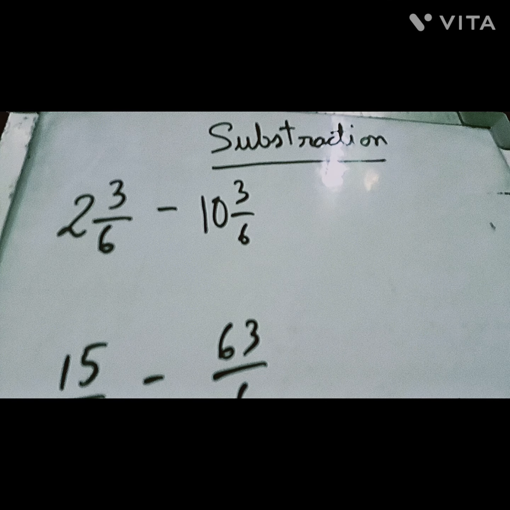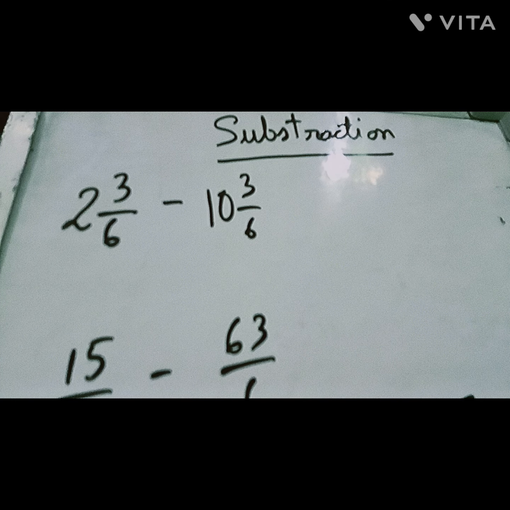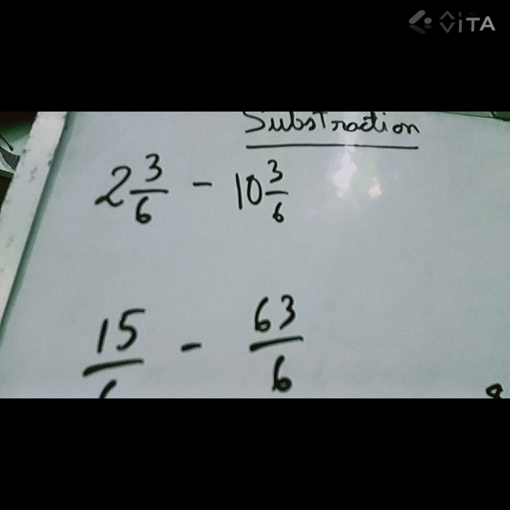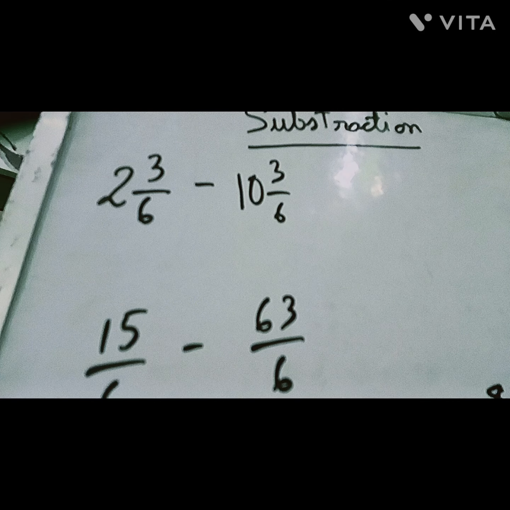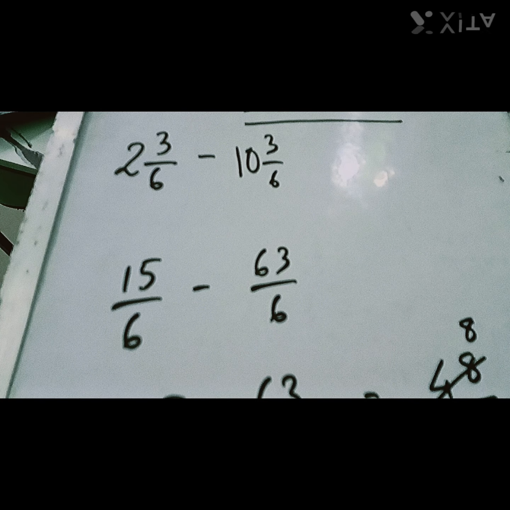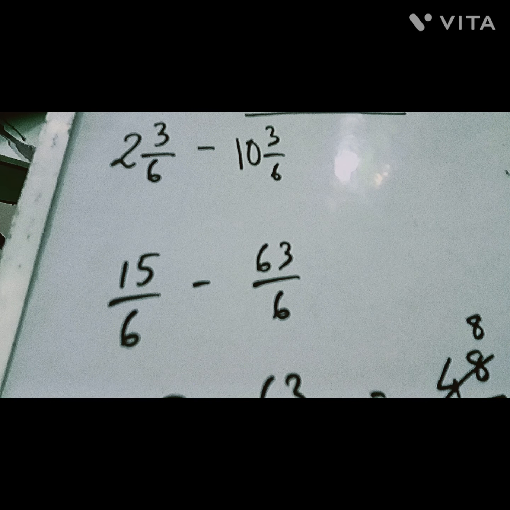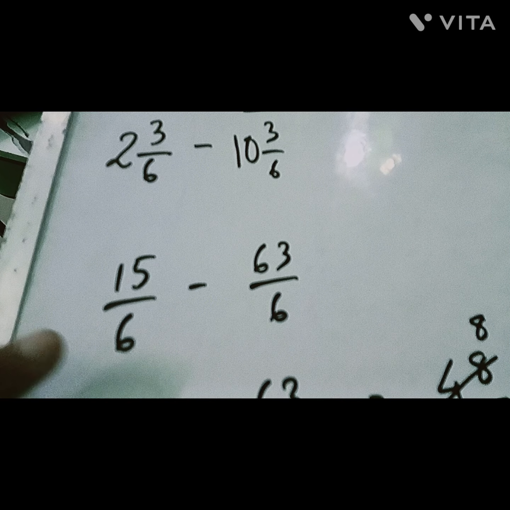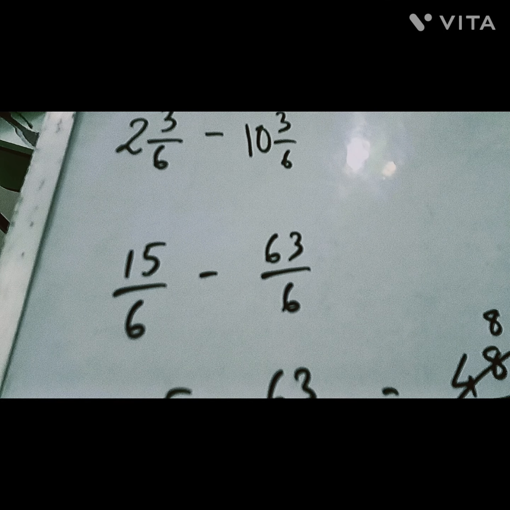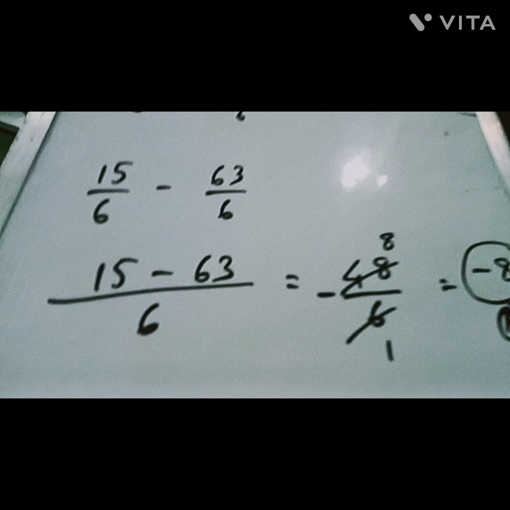So subtraction. I have made a subtraction with proper numbers with similar denominators. 2 3 by 6 minus 10 3 by 6. So 6 twos are 12 plus 3, 15 by 6, minus 63 by 6. Improper minus improper. Common denominator, so there is nothing to make a common LCM. 6 is the common denominator.